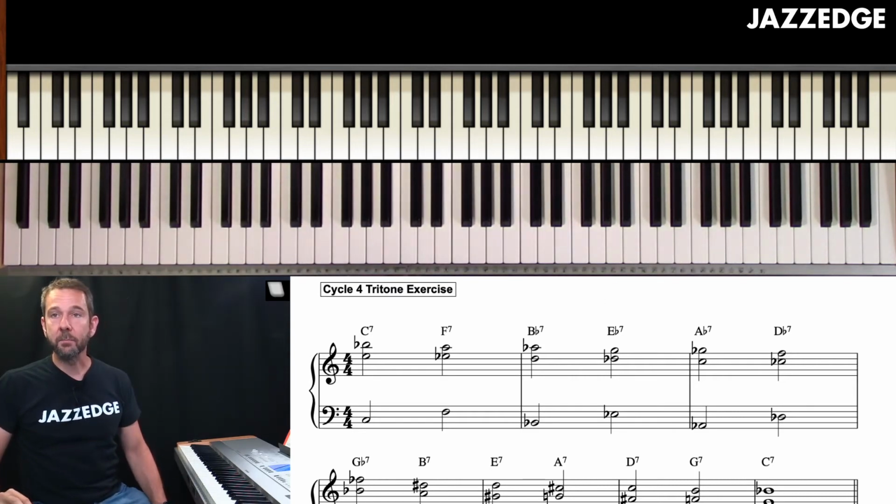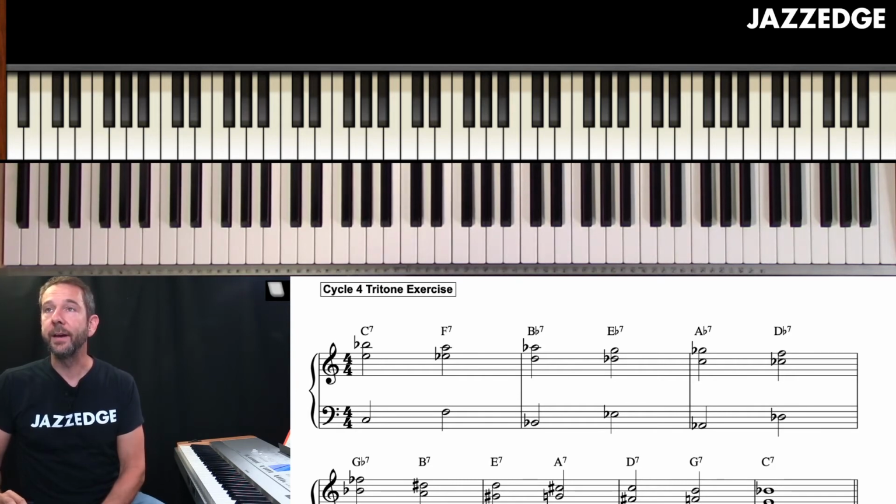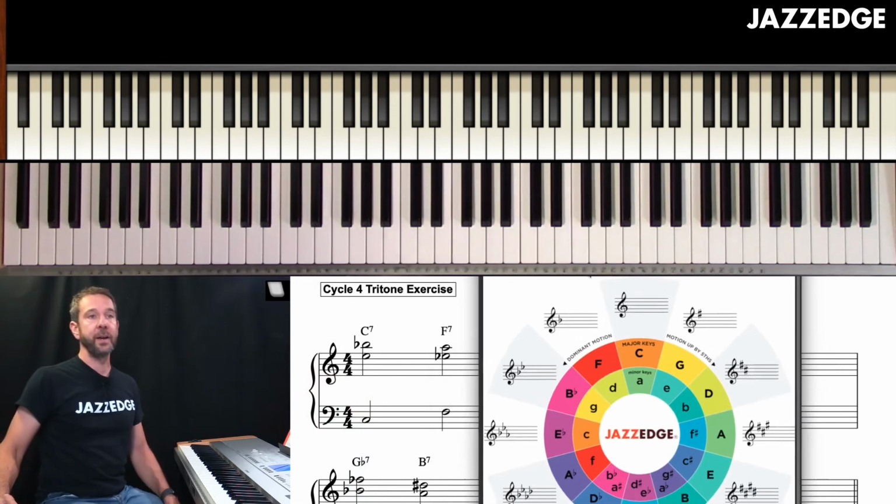So if I just pull up my circle of fifths chord chart real quick here, let me try and find it, because it might make it just a little bit easier for you to see. Here we go. All right, so here's my circle of fifths.